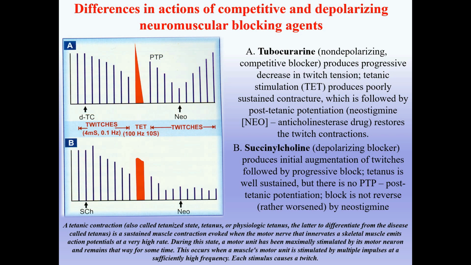A tetanic contraction is a sustained muscle contraction evoked when the motor nerve that innervates a skeletal muscle emits action potentials at a very high rate. During this state, a motor unit has been maximally stimulated by its motor neuron and remains that way for some time. This occurs when a muscle's motor unit is stimulated by multiple impulses at a sufficiently high frequency. Each stimulus causes a twitch.